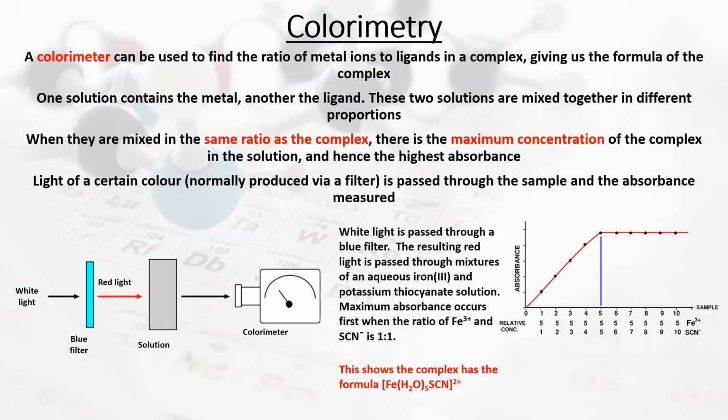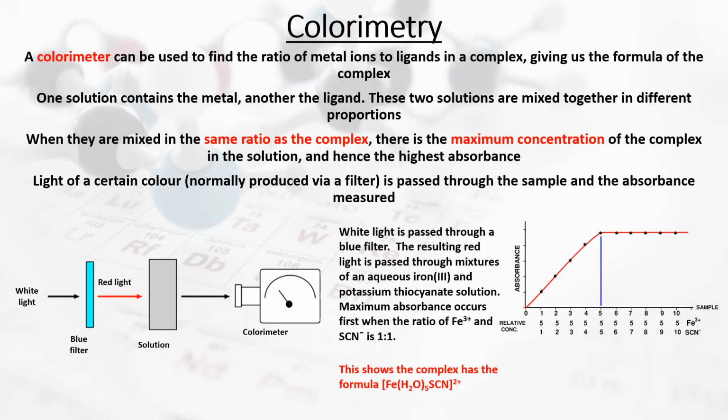And so the way that we do this kind of experiment is we take one solution that contains the metal that we're interested in, another that contains the ligand. So the example we're going to look at on this slide is where we have a complex which contains an iron atom and something called a thiocyanate ligand, SCN-.